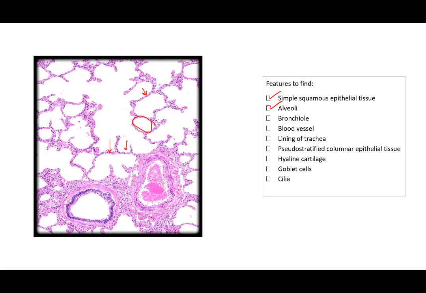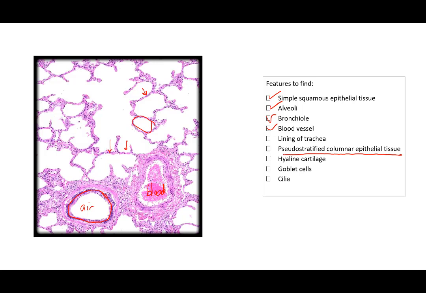In this picture, we can see a blood vessel that's located here, and there's actually blood inside there. We'll check that off. And we can see a bronchiole. So the bronchiole is right here. This will have air in it. And what's lining the bronchiole or the airway is pseudostratified columnar epithelial tissue. So that is what's going around here.